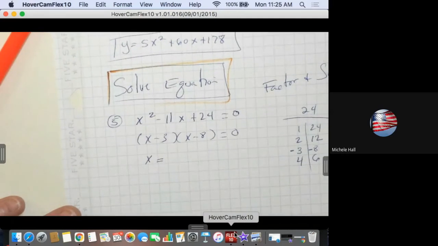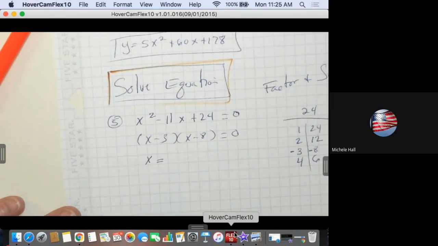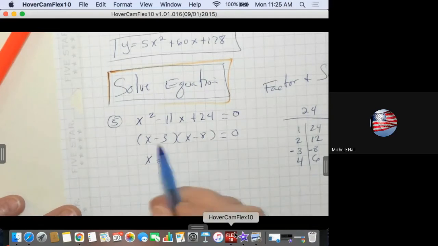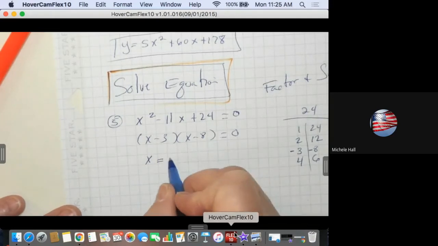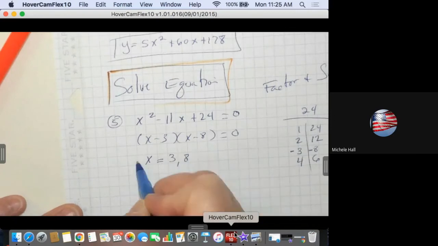X equals, do I need to spell this out? Or do we get how to solve from here? Beautiful. Set these both equal to 0 and solve. X equals 3 and x equals 8.